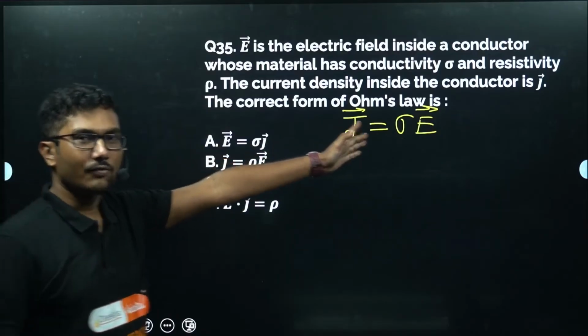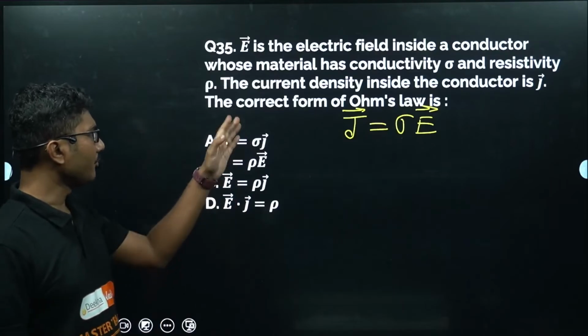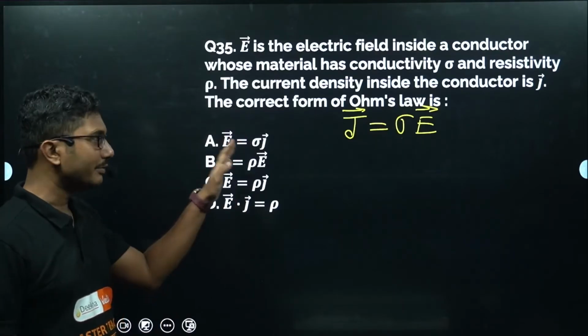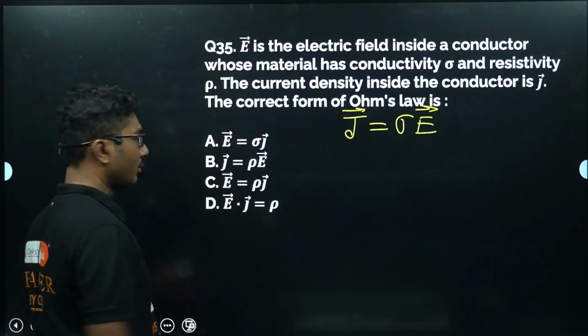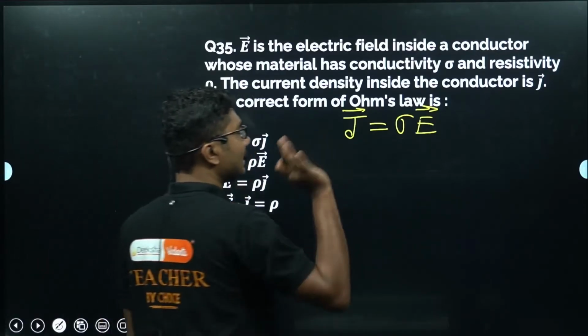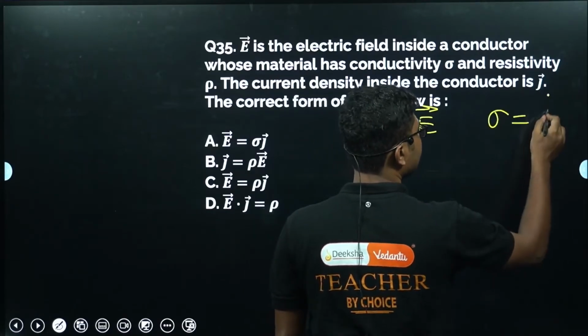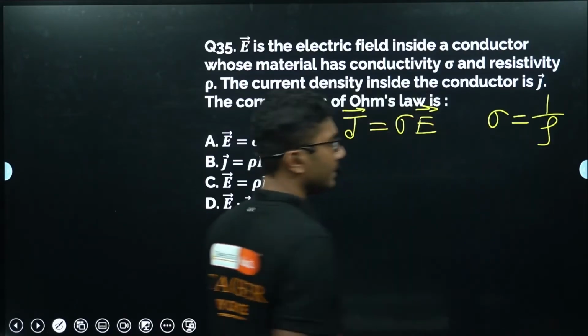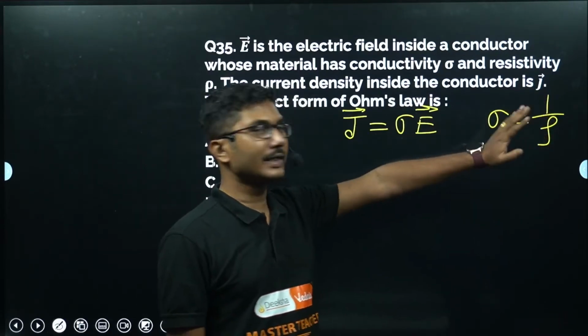This is the form of Ohm's law. So this option is not given in any of the formula. Okay, so J is given as rho E. So this is not correct, right? So don't get fooled and mark this option. No, this is not correct. J is sigma E. Now conductivity is inverse of resistivity, right? So conductivity is inverse of resistivity. If you know that, then you can answer this.